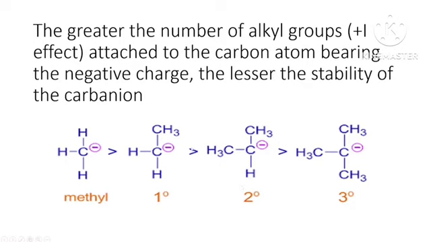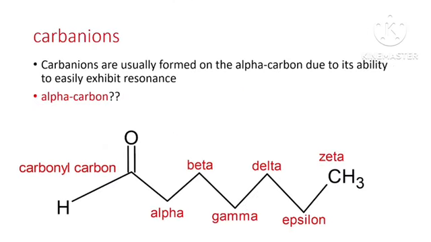So the higher the number of alkyl groups around the carbanion, the less stable the carbanion becomes, as the diagram depicts. So the methyl carbanion is more stable as compared to the primary carbanion, which is also more stable as compared to the secondary. Likewise, the tertiary. Okay, right. So if you have gone through this very well and you paid attention, I'm sure by now you would have understood everything about carbanions, how they are formed, and how they are stabilized through resonance and inductive effects.